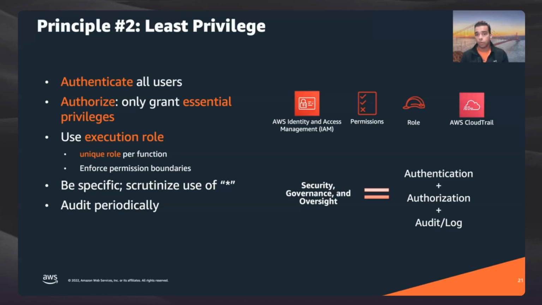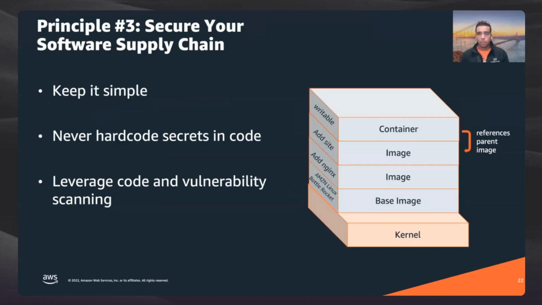Moving on to the third principle, it's about securing your software supply chain. Security is everyone's responsibility, as we talked about earlier. We need to train our developers to think about writing secure code, ensuring that each component, whether it's open source or third-party software, is free from vulnerabilities, that you're picking the latest versions, or the versions that are known to have no vulnerabilities. Here are a few key things to remember when you're thinking about your software supply chain. Keep it simple, right?